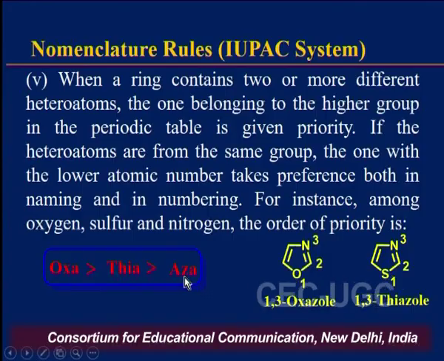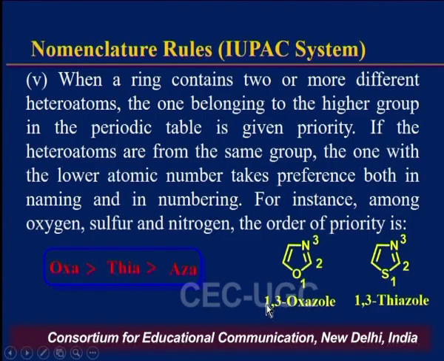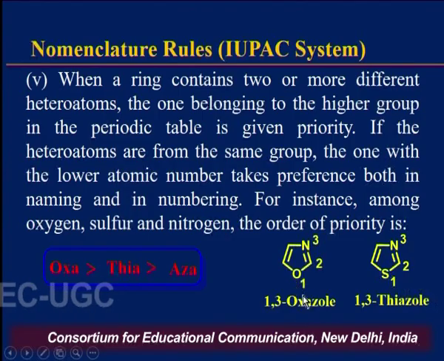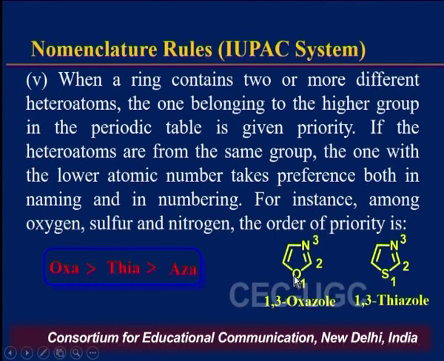In the case of oxygen, sulfur and nitrogen, the preference order will be oxa, thia and aza. You will see in these two examples, if there are oxygen and nitrogen as the heteroatoms, we give preference to oxygen in both naming and numbering. So the complete name of this compound will be 1,3-oxazole.